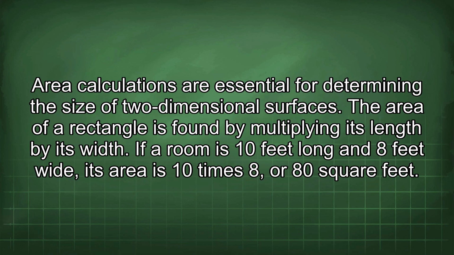Area calculations are essential for determining the size of two-dimensional surfaces. The area of a rectangle is found by multiplying its length by its width. If a room is 10 feet long and 8 feet wide, its area is 10 times 8, or 80 square feet.